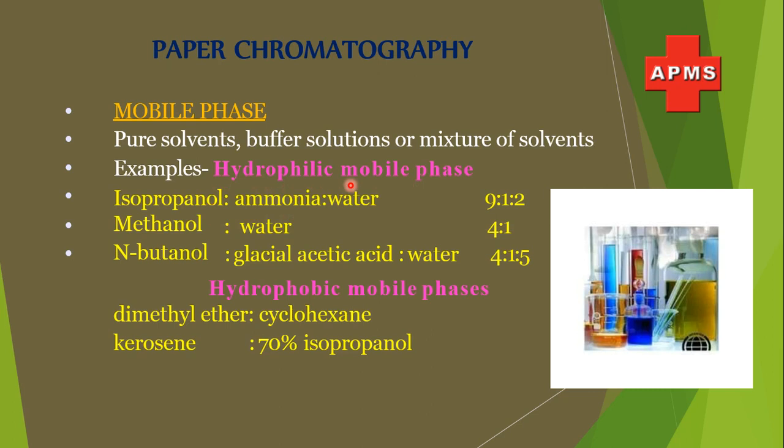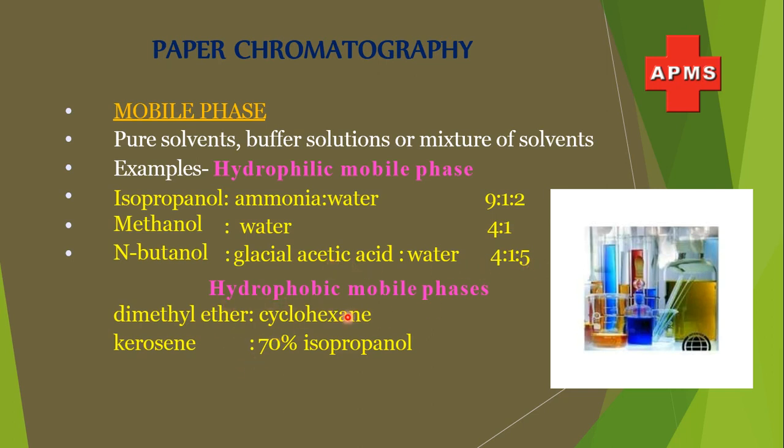A hydrophilic mobile phase will be made up of polar solvents like isopropanol, ammonia and water in the ratio 9:1:2. So it works as a hydrophilic mobile phase. Also the methanol-water system, a two component mobile phase, in a 4:1 ratio, also works as a hydrophilic mobile phase. And butanol, glacial acetic acid and water in a 4:1:5 ratio also works as a hydrophilic mobile phase.